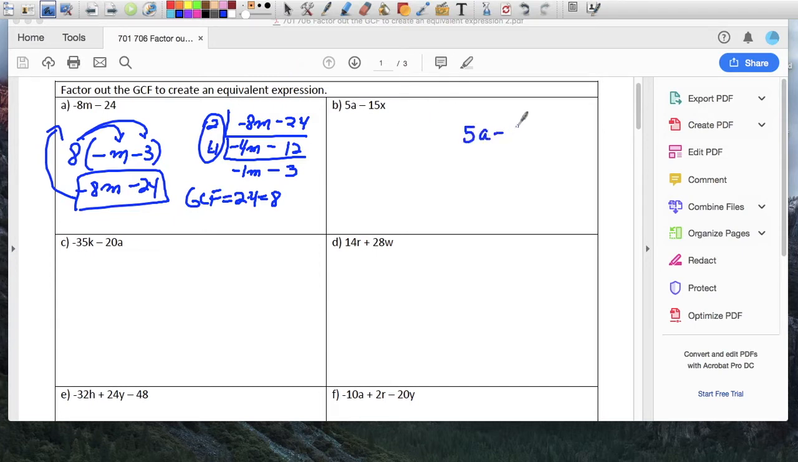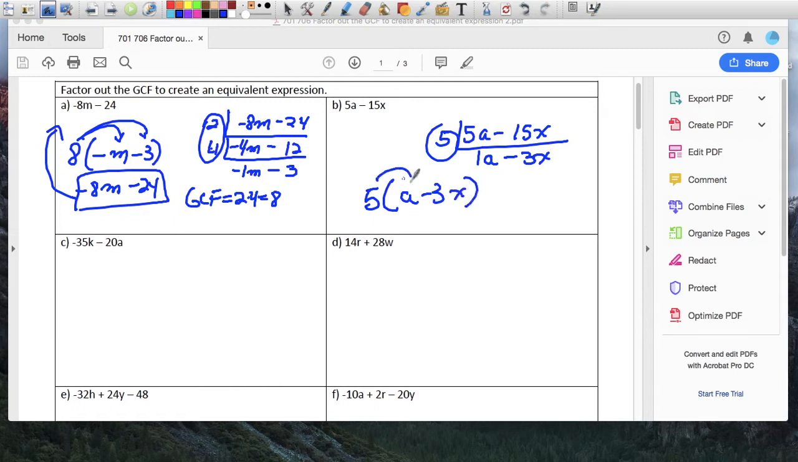5a minus 15x. Again, 5 pulls out. 5 goes into 5 1 time. You can write 1a if you like. Minus 5 goes into 15 3 times, 3x. So 1a, the GCF is just 5. So you get 5a minus 3x. You can always double check. 5 times a is 5a. And 5 times -3x is going to be -15x. So that works out too.